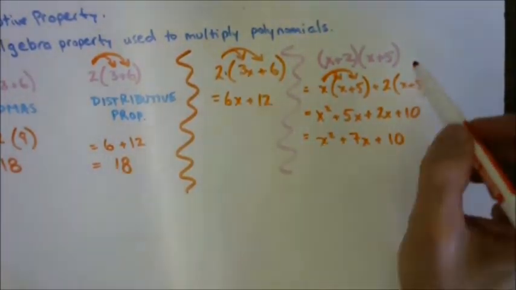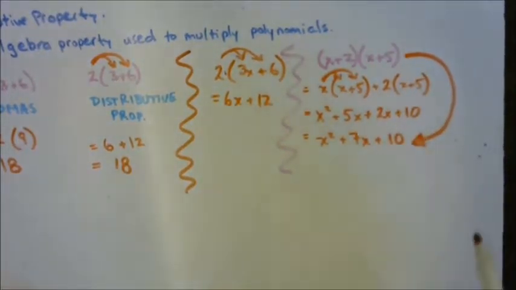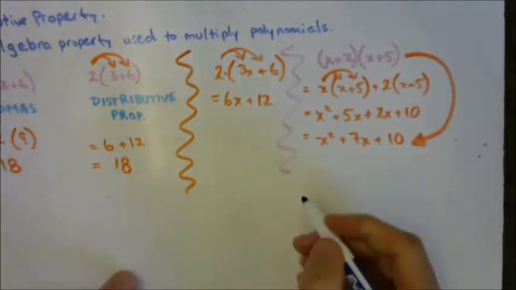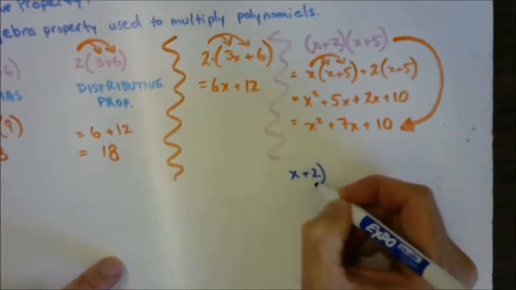Now who knows a faster way to get from here to here? I heard someone say it, which is why I'm asking. FOIL. First, inside, outside, last. First times first, outside times outside, inside times inside, last times last. So let's see what this looks like if we FOIL it.